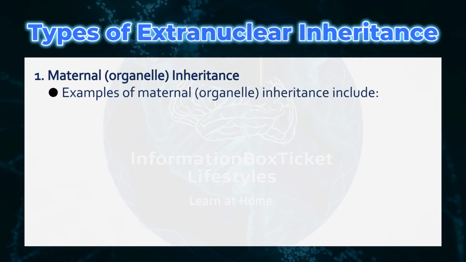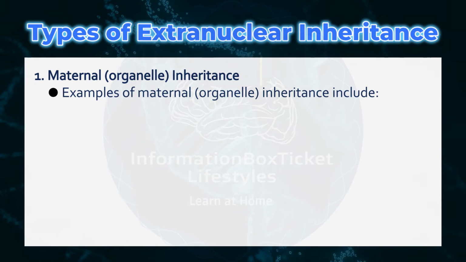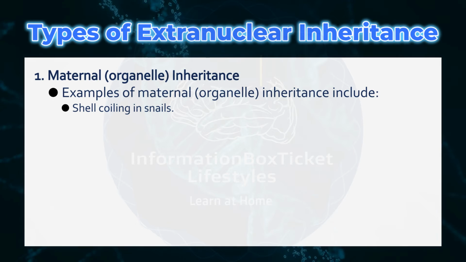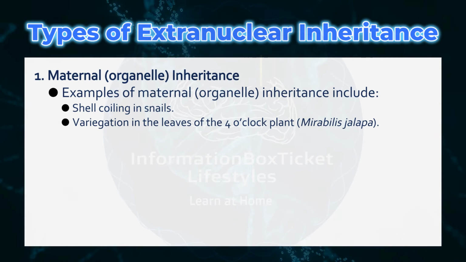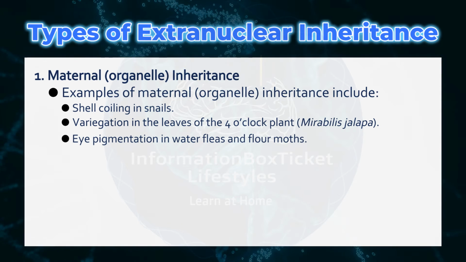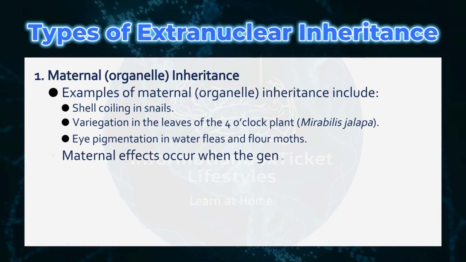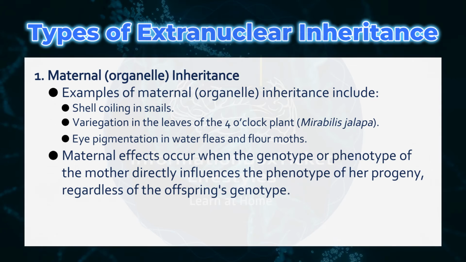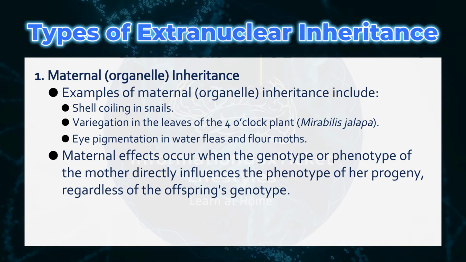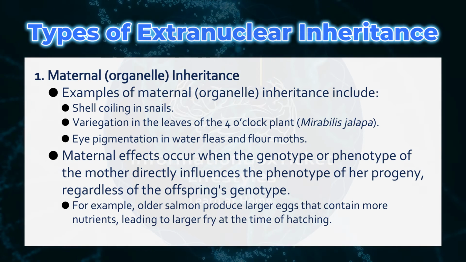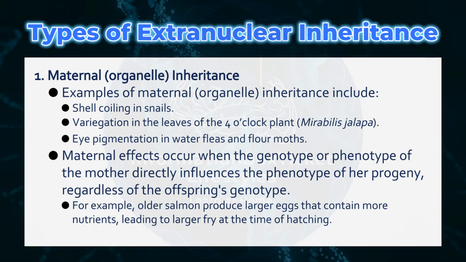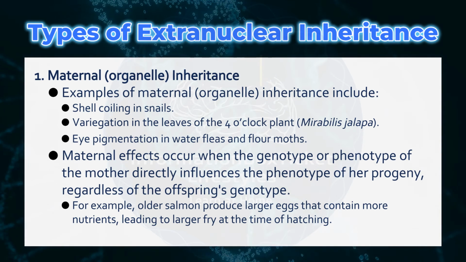Examples of maternal organelle inheritance include shell coiling in snails, variegation of the leaves of the 4 o'clock plant, Mirabilis jalapa, eye pigmentation in water fleas and flour moths. Maternal effects occur when the genotype or phenotype of the mother directly influences the phenotype of her progeny, regardless of the offspring's genotype. For example, older salmon produce larger eggs that contain more nutrients, leading to larger fry at the time of hatching.